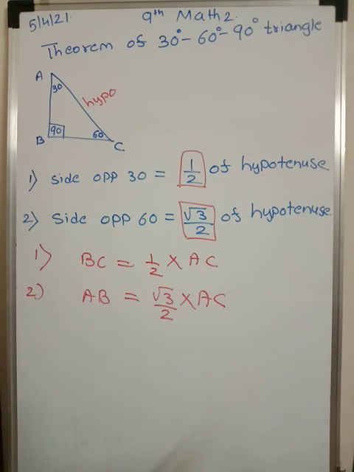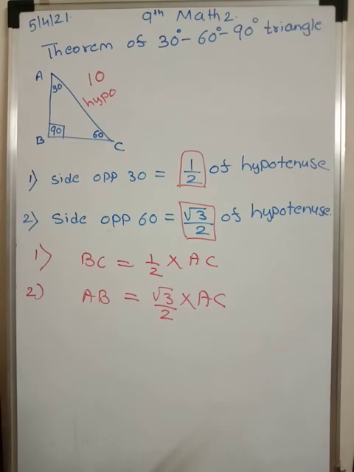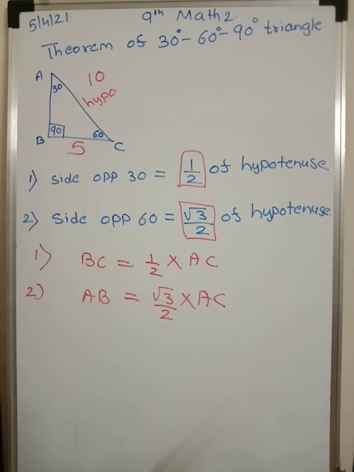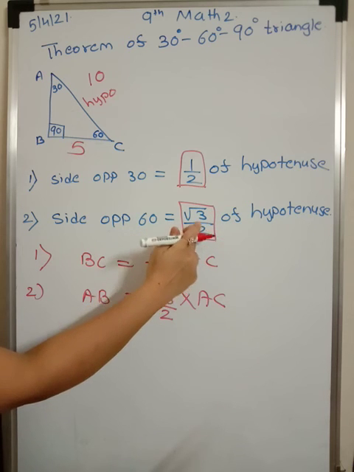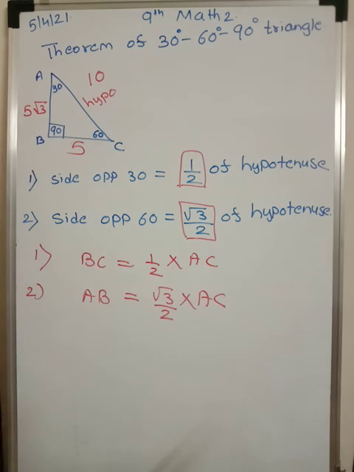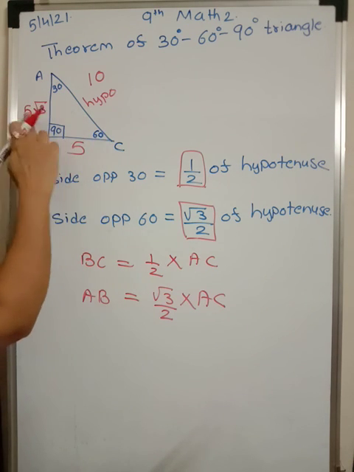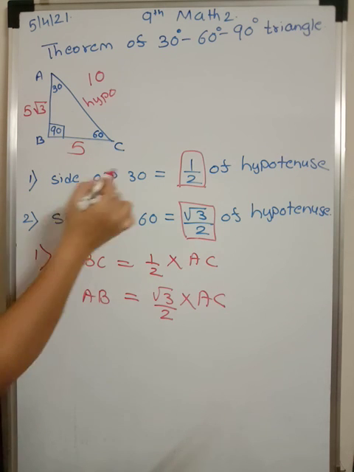Okay, please remember this. For example, we will take the hypotenuse as 10. Then what would be BC? Opposite to 30 means this will be 5 because it is half. And how much is this? It is root 3 upon 2. So root 3 upon 2 into 10. Again 2 ones are 2, 5 twos are 10, so this will be 5 root 3. Okay, so if this is 10, opposite to 30 would be 5, opposite to 60 will be 5 root 3. Is this clear?